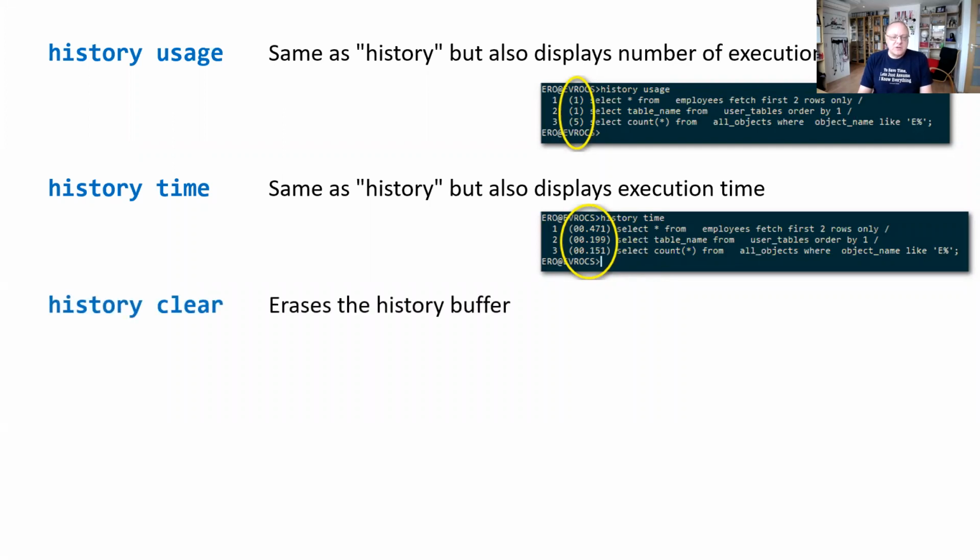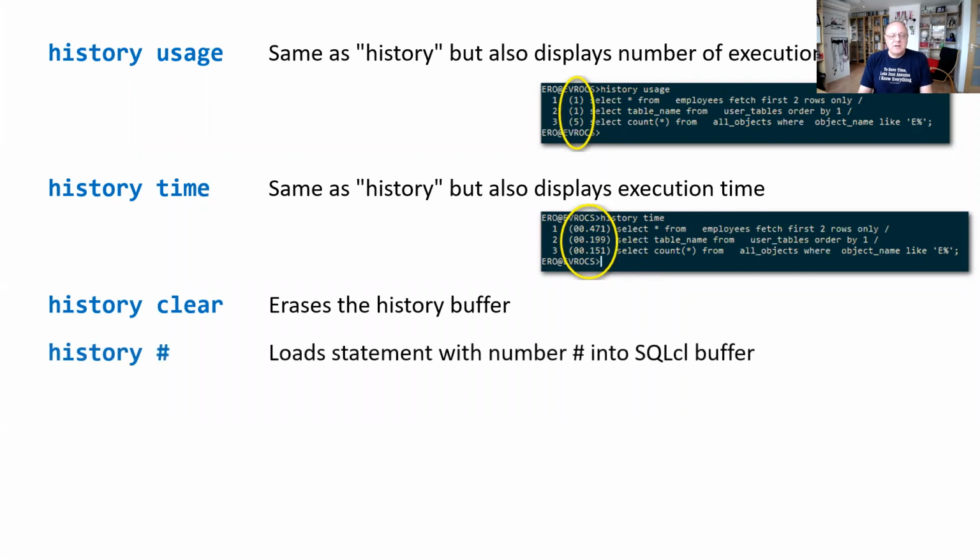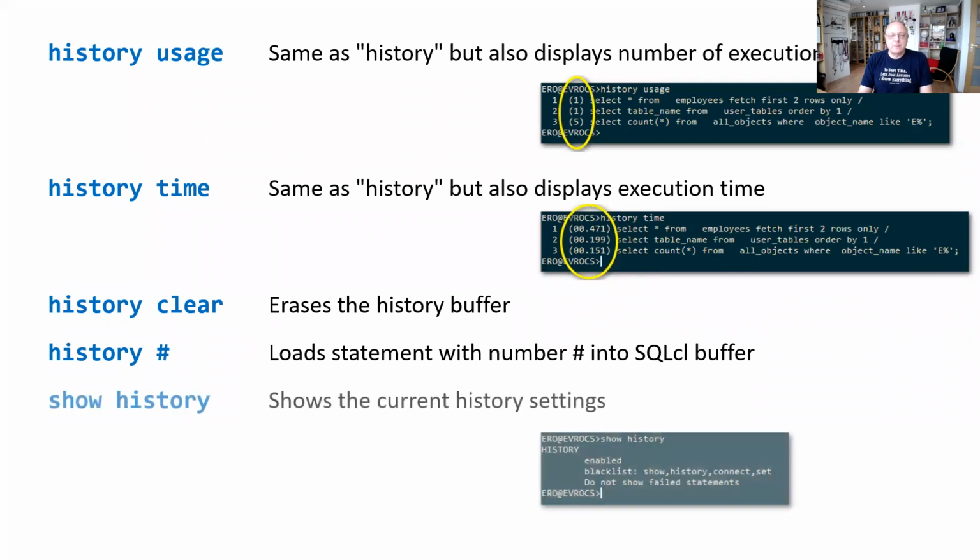History clear just erases the buffer. History with a number loads the statement at that number in your buffer. And show history shows you the settings of your history.